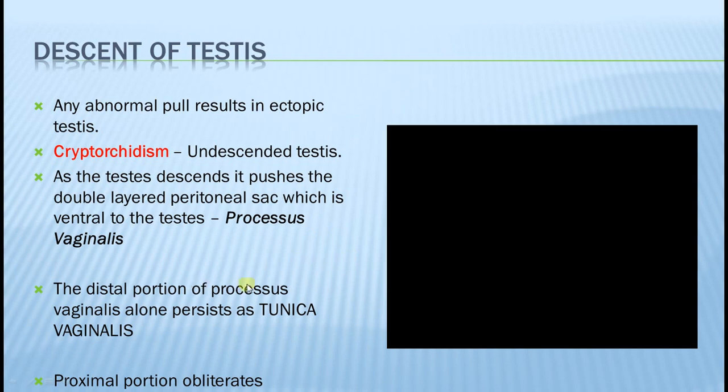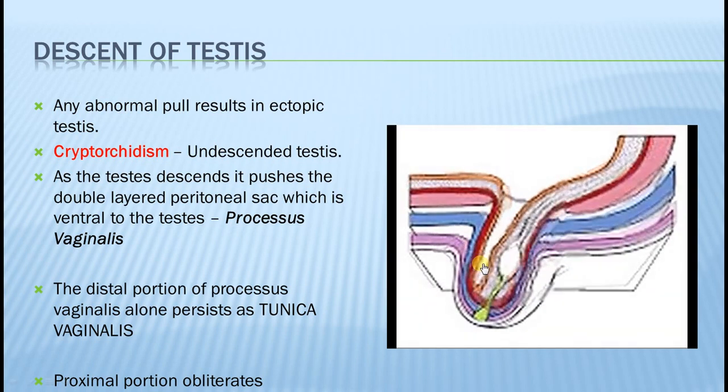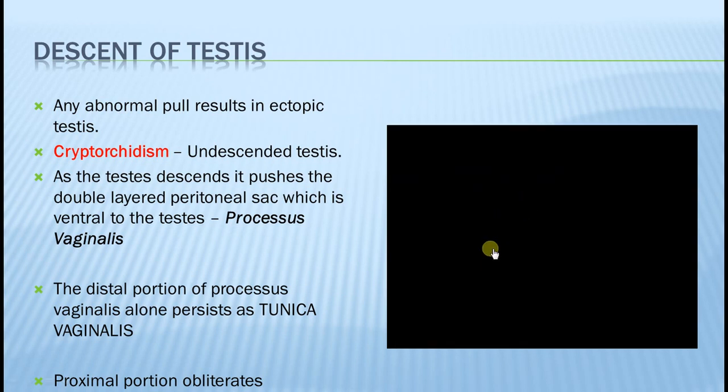Okay, so when the processus vaginalis is formed, this part should cut off and only this should be present. If there is a continuity, then it is called patent processus vaginalis, and it will lead to congenital hydrocele. Otherwise, the distal portion is present, and the proximal portion should obliterate.